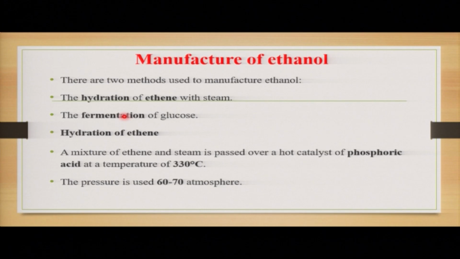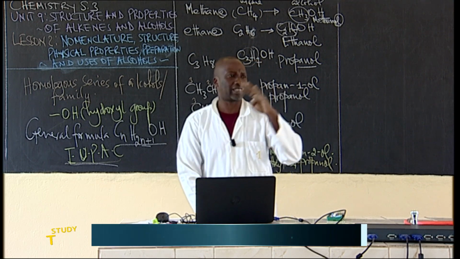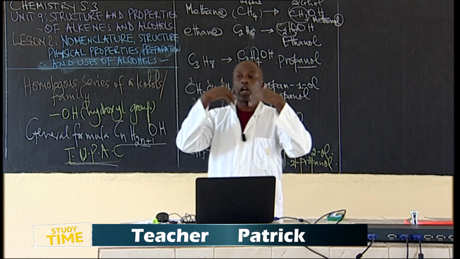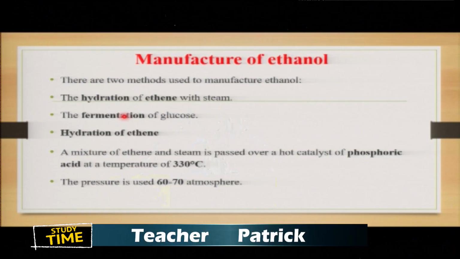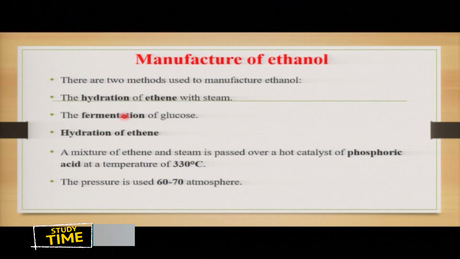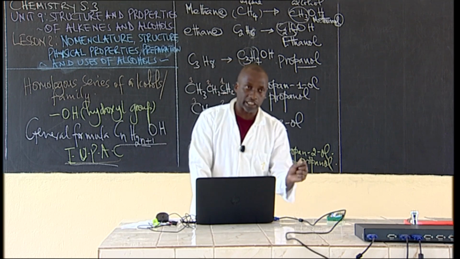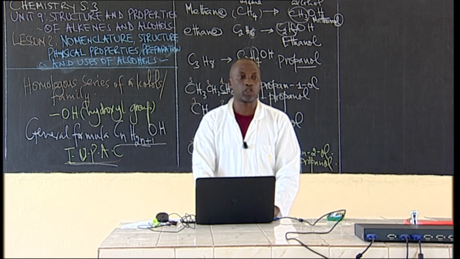So all foods that contain starch, the cassava, the potatoes, the Irish potatoes, the rice, the maize, and whatever, all those, you can just name them. All those foods, all those substances can be fermented to produce ethanol. So we have hydration. There are two methods, remember, fermentation of glucose and hydration of ethene.